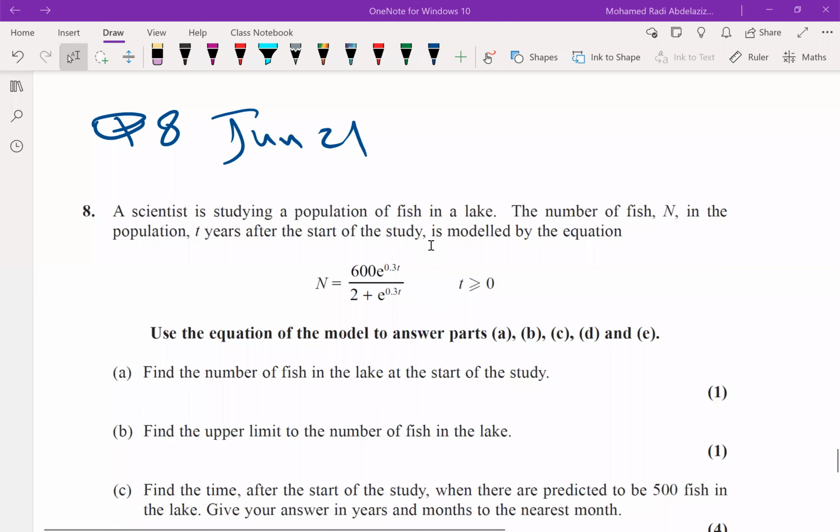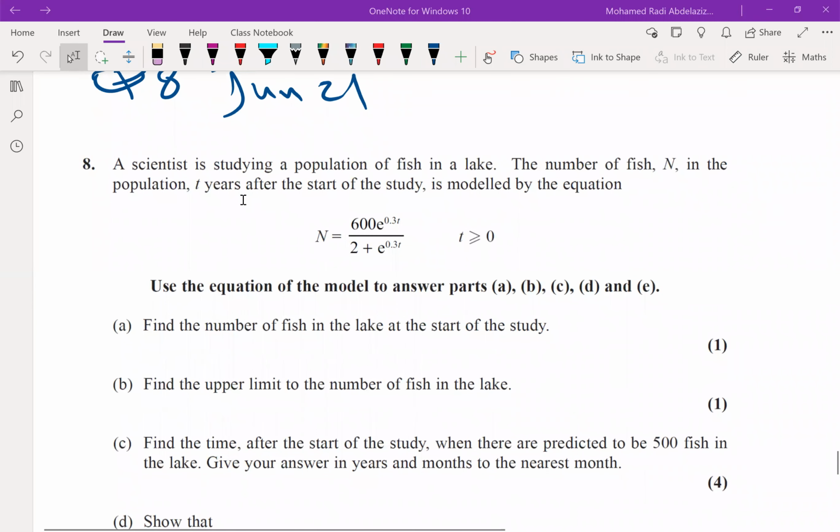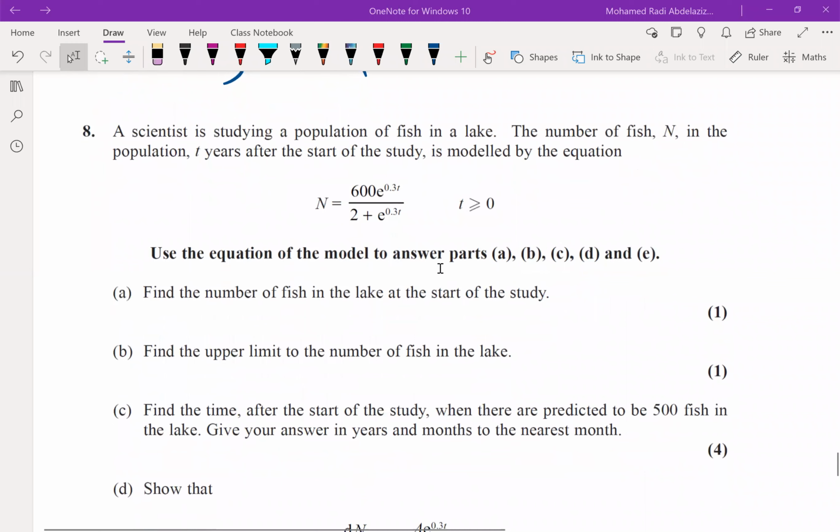Hi guys, in this tutorial I'm going to solve question number 8 in June 21. It's a given relation. A scientist is studying the population of fish in a lake. It's given the number of fish, which represents N, and the number of years t is modeled by this equation.